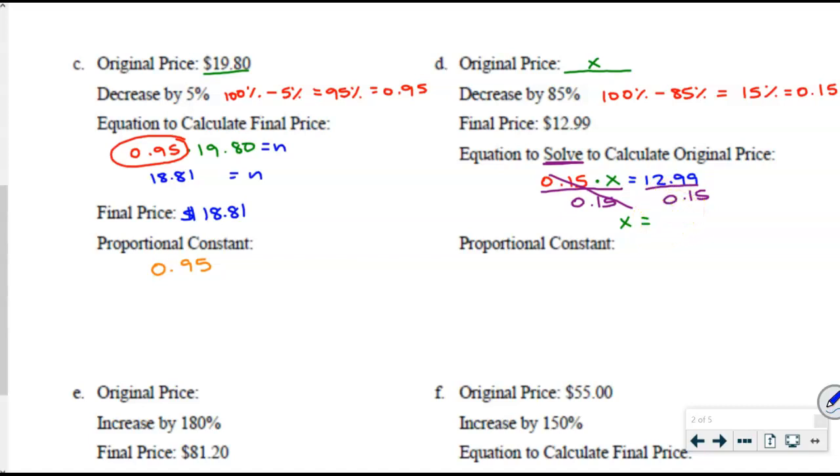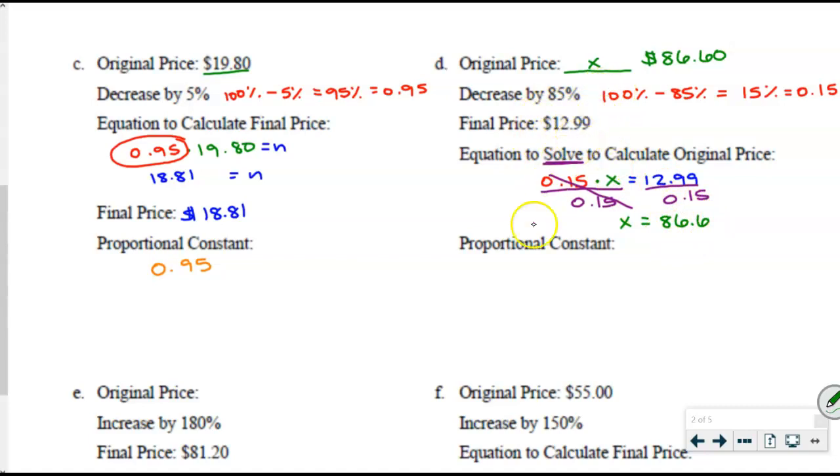You guys have your calculators. Tell me what you get. Cambria? $86.6. Or in other words, what was that original price? $86.60. Exactly. Does that seem right? It decreased by 85%. So does it make sense that if it was really expensive, it would then be really cheap to the final price of $12.99?